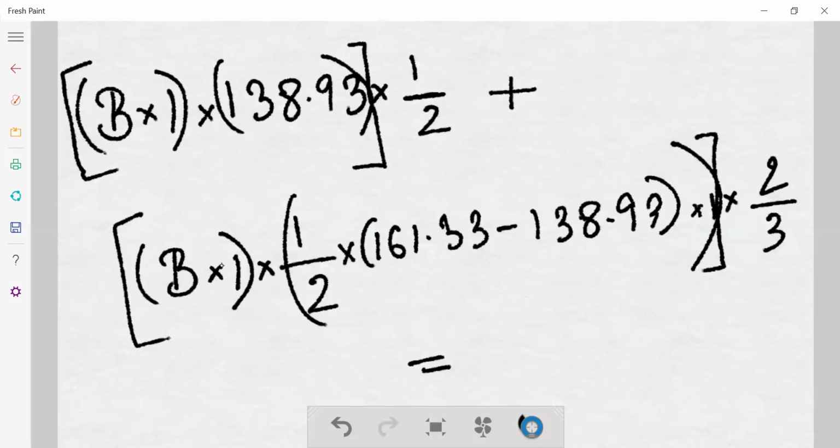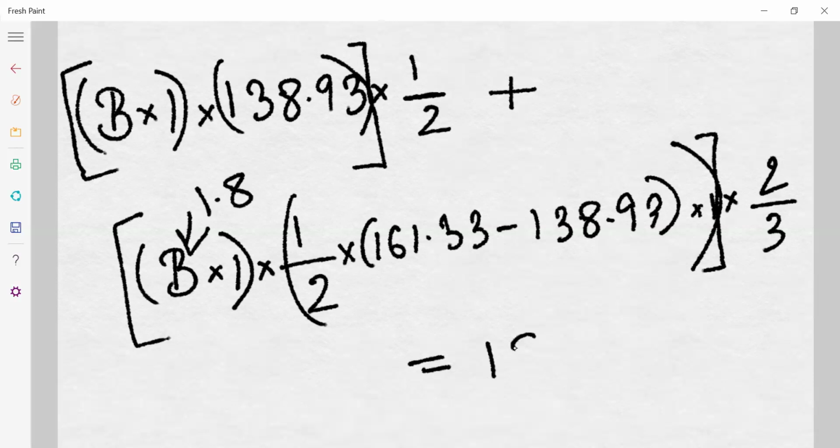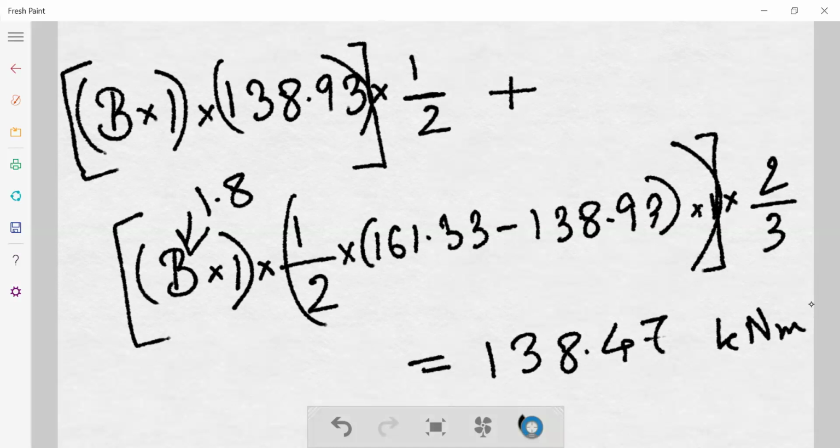And how much we get? B is 1.8, as I have already told. We get it around 138.47 kilonewton meter. Okay, 138.47 kilonewton meter. So now if I have this moment, we can calculate the area of steel, right? So let us move on with the calculation.